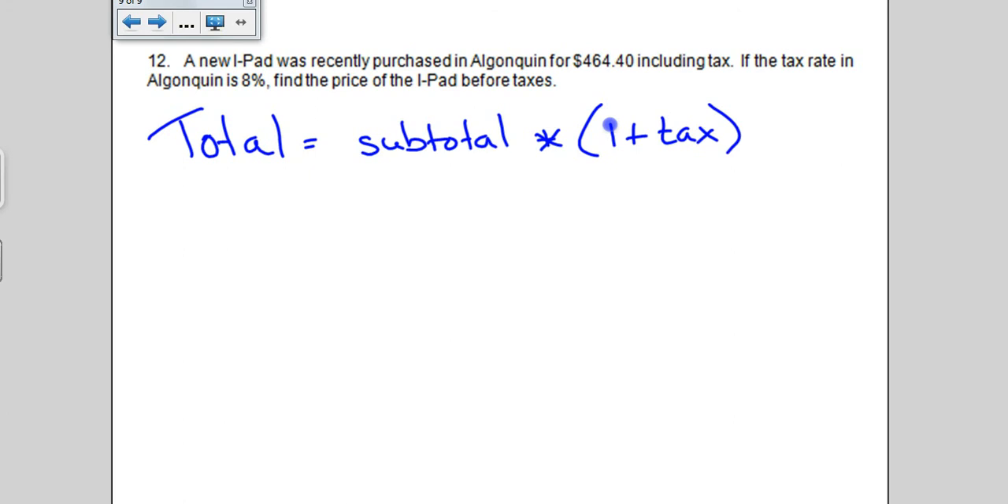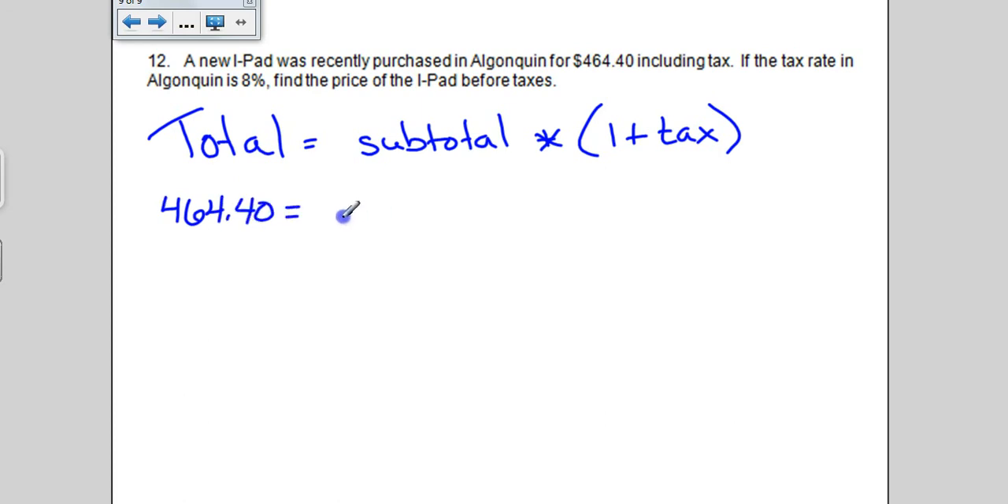Now the reason it's 1 plus your tax rate is because 1 represents 100% of your subtotal, and then the tax rate is just going to be another smaller percentage of your subtotal. So rather than splitting this into a separate addition problem, I like to write it this way. So we know the grand total on our receipt was $464.40.